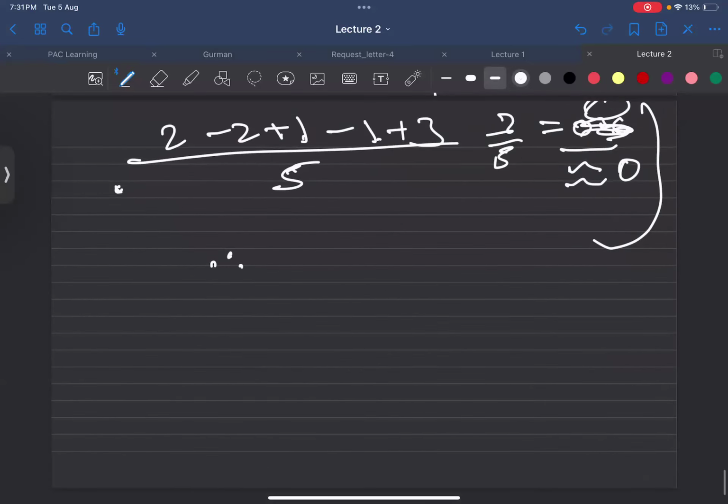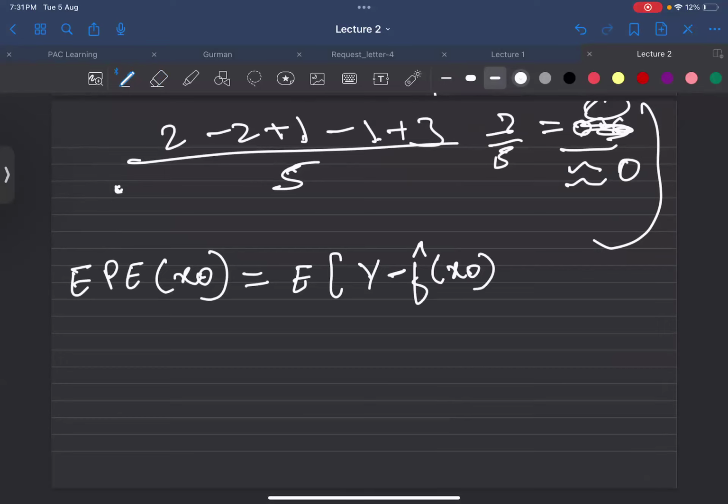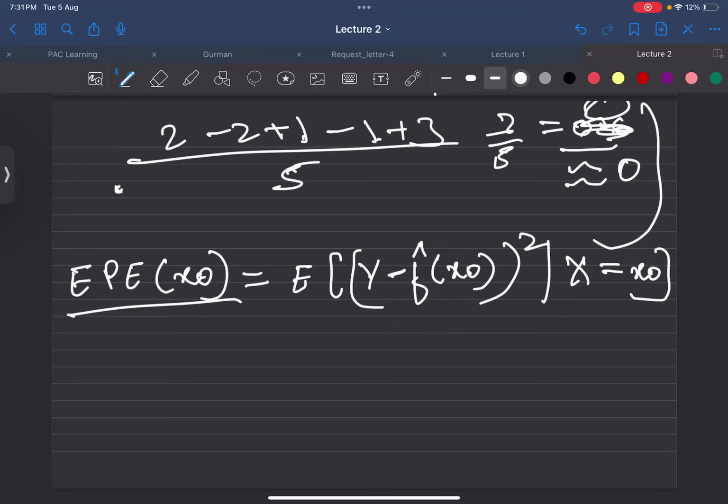Now, let's go to the mathematical part. Was it clear in the class how variance and bias, this mathematical part, came? No, ma'am. So we know that x is given, then what is the expected loss? That is EPE of x naught. If x is equal to x naught, what is the expected squared loss here? This is the EPE, expected prediction error. Am I correct?